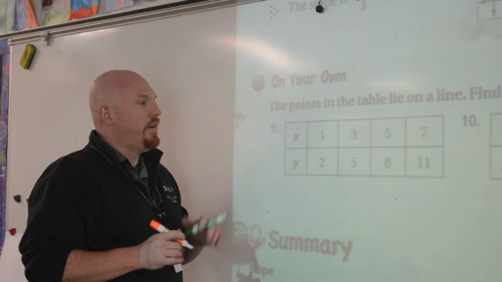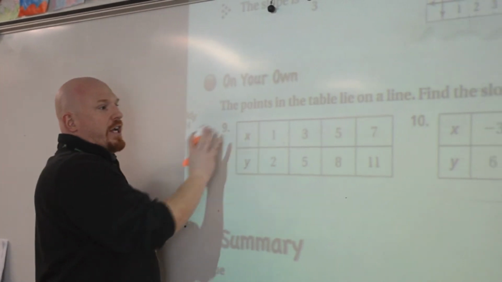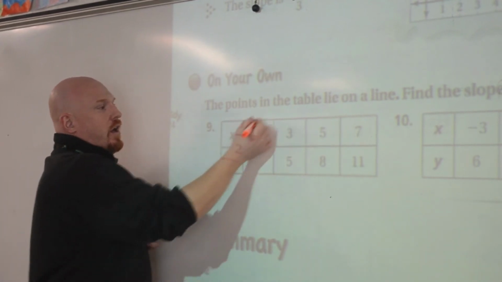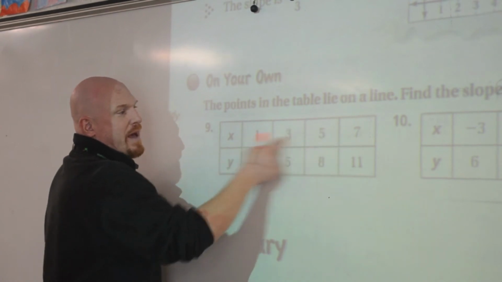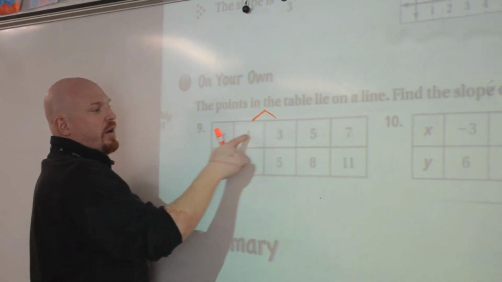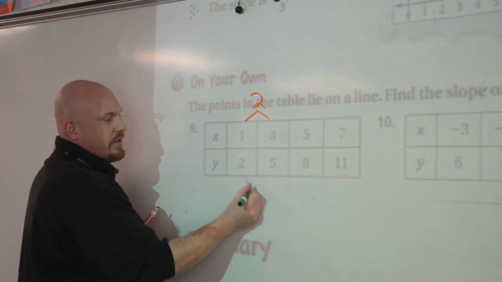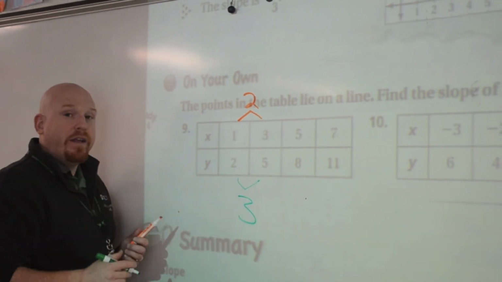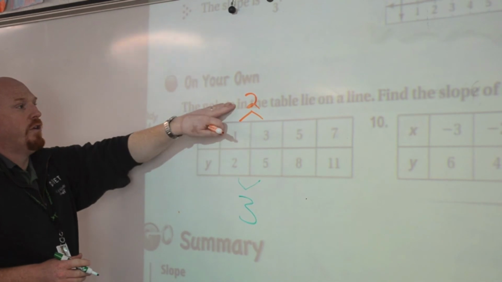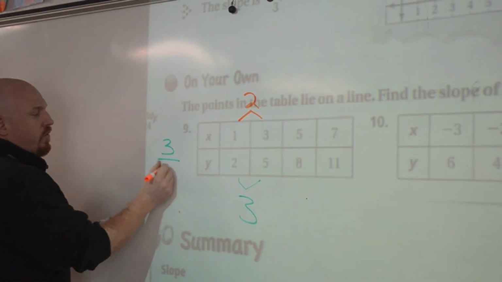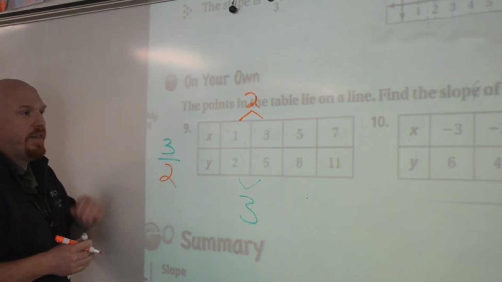Alright guys, let's see how you did. We're going to find our change in y over our change in x, or rise over run, from these tables again. Remember, it doesn't matter which ones you pick. I'm going to pick this one right here. That's an increase of 2. And y here is increasing by 3. Change in y over change in x. The slope of this table is 3 over 2, or 3 halves, and we leave it just like that.